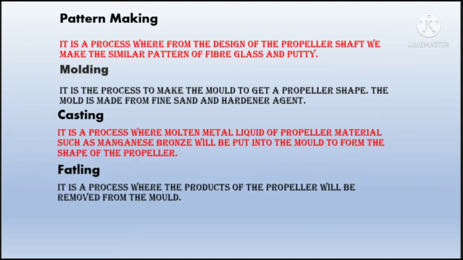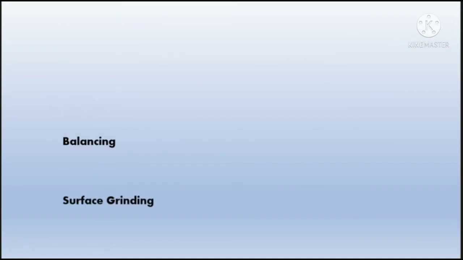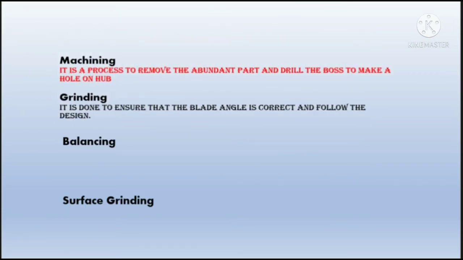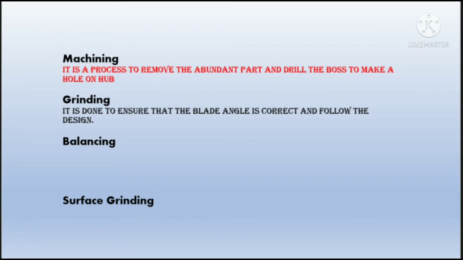After casting, there is a process of fettling. It is a process where the product of the propeller is removed from the mold. After fettling, there is a process of machining. It is a process to remove the abundant part and drill the boss to make a hole in it. After this, the process of grinding. It is done to ensure that the blade angle is correct and follows the design.